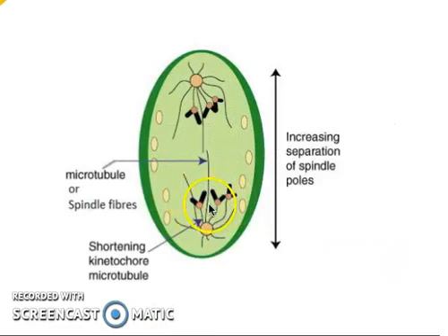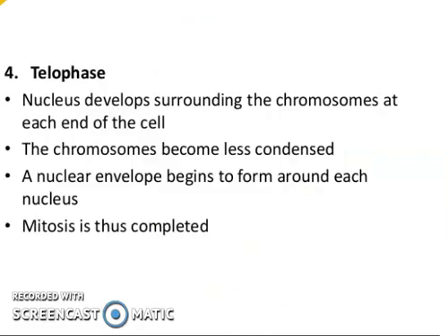Every single chromosome has now moved to the opposite poles, and here we can see two distinct bodies on each pole, which will be considered as two different nuclei after telophase. Microtubules or spindle fibers are there. Shortening of kinetochore microtubules has occurred, which has pulled the chromosomes towards the opposite poles, and increasing separation of the spindle poles has been observed. That means elongation of the cell.